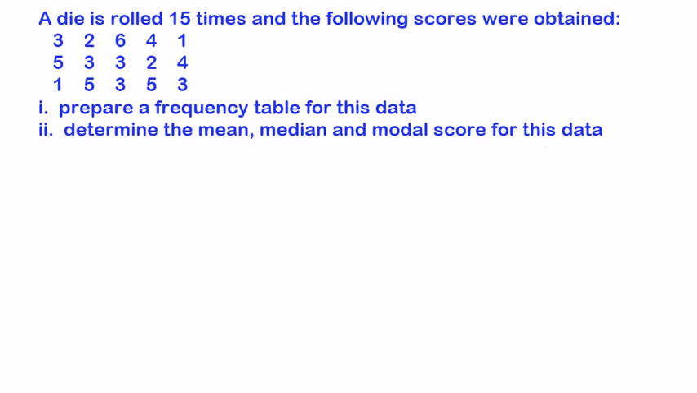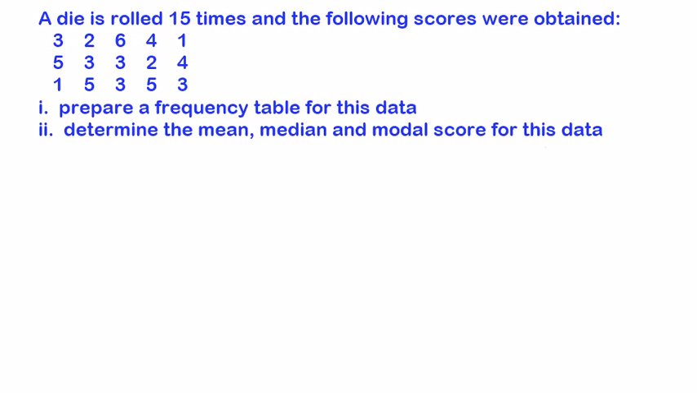Let's take a look at this question. A die is rolled 15 times and the following scores were obtained. We are to prepare a frequency table for this data and then determine the mean, median and the mode. This is an ungrouped data.